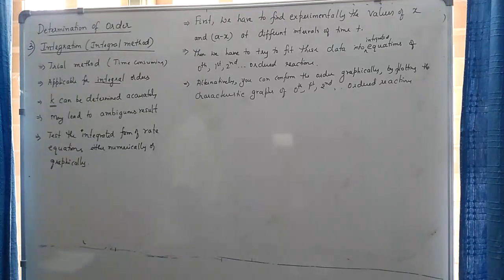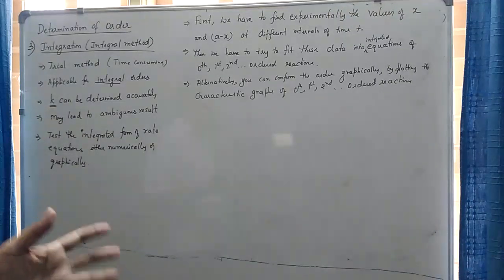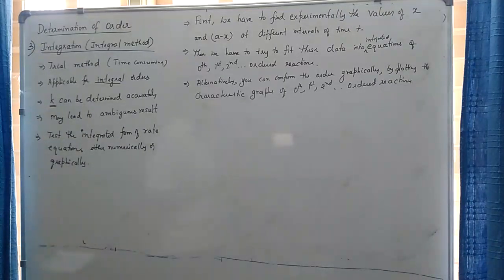But since this 1.8 or 1.9 is almost equal to 2, the integral method, the data we have obtained for this 1.8 may fit into the graph of a second order reaction, and this method may suggest to us that it is a second order reaction.